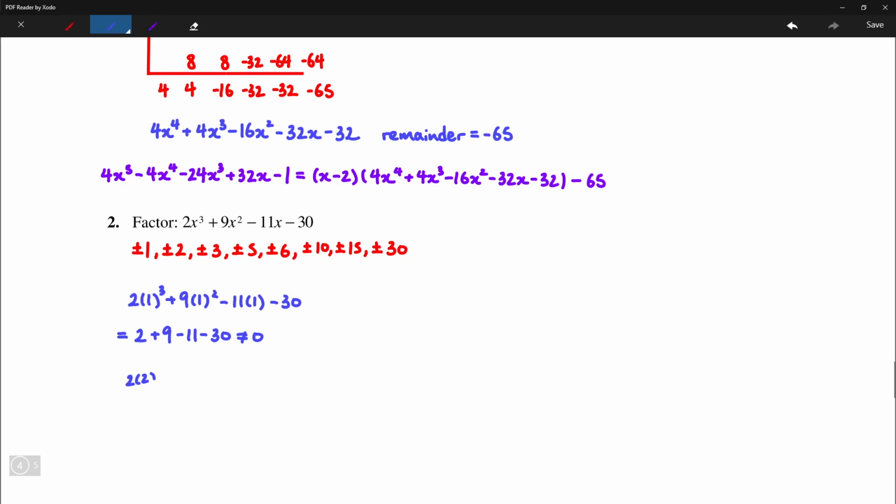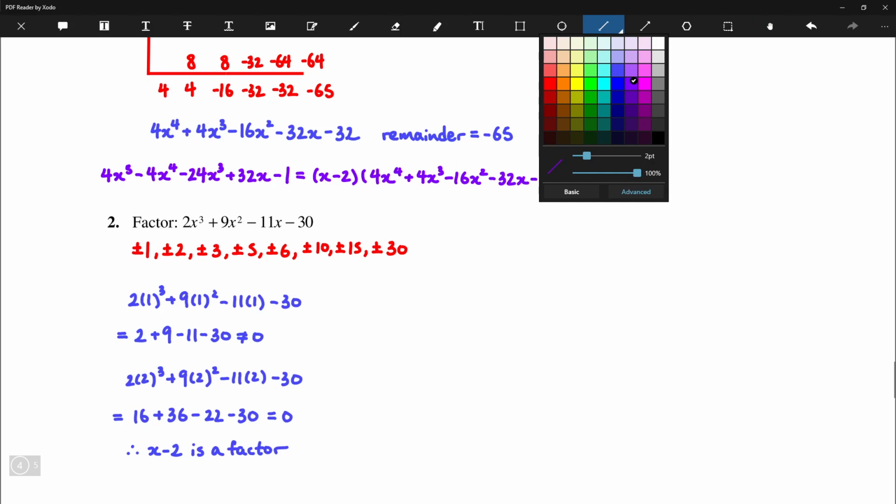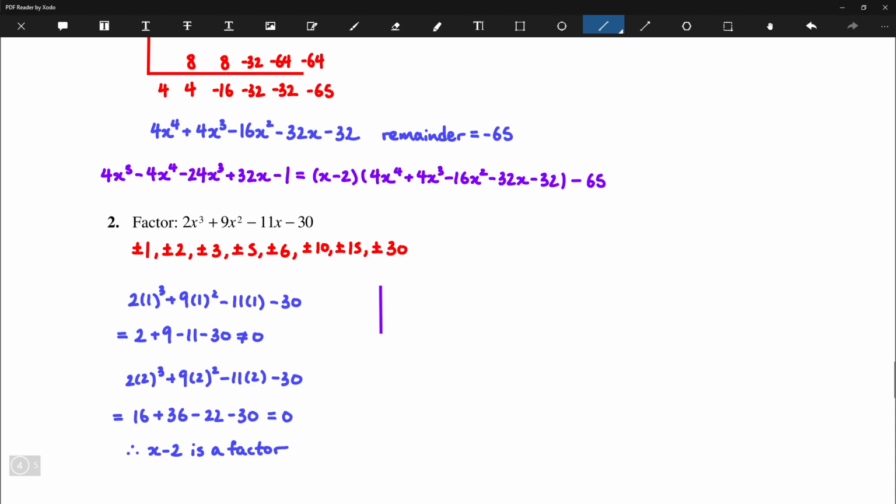So next we can try x minus 2. So we can substitute in 2 into the polynomial. Okay, let's see here. We have 16 plus 36 minus 22 minus 30. So that is equal to 0. So therefore, x minus 2 is a factor. So now we can go ahead and divide the polynomial by x minus 2 using synthetic division.